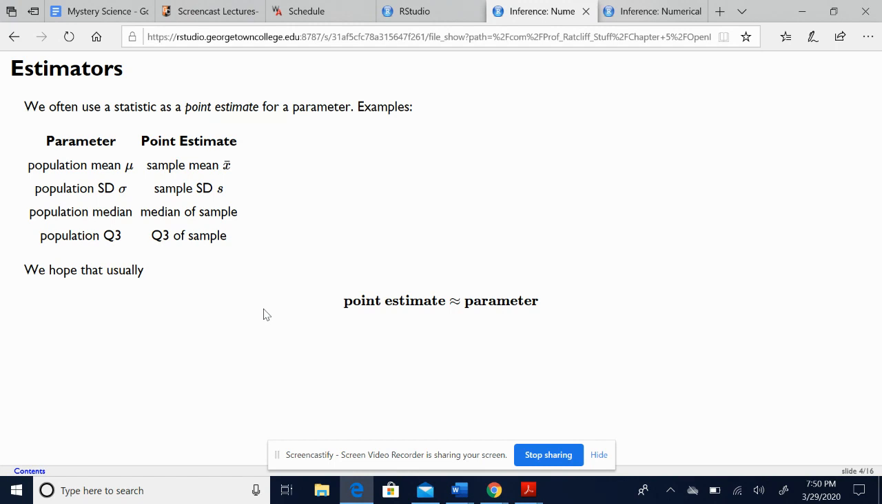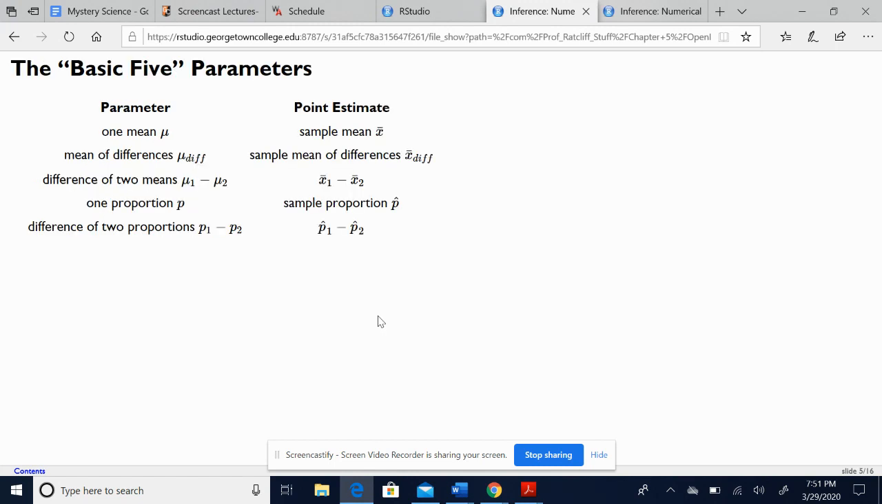What we usually hope, through randomness and selection of a sample, is that when we get one of these point estimates from a sample, it's pretty close to what we would really get for that parameter in the whole population. That's why we want to choose random samples that are representative of the true population, so that there is no bias, that we make these match up as well as we possibly can. So over the next couple of days, we're going to be talking about the basic 5 parameters. Up until now, this one is the only one we've tested any claims about, one mean, a single mu. We're going to be looking at some other parameters we can test.